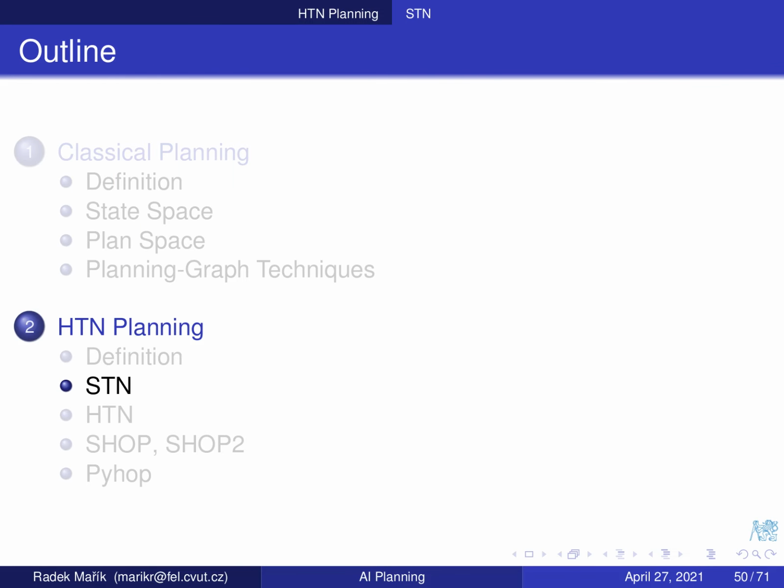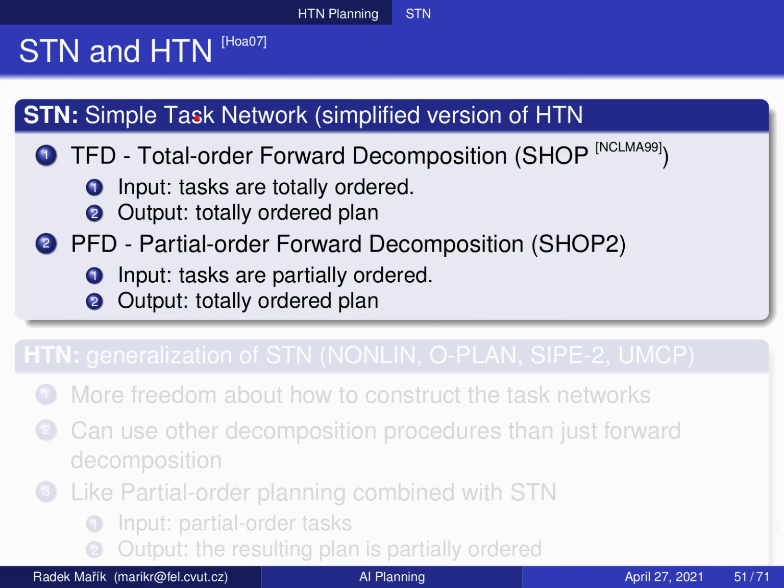Okay, the algorithms. The simple one is STN, simple task network. You have two possibilities. One was implemented in SHOP, the other one, for example, in SHOP2. So-called TFD is total order forward decomposition. It is assumed that tasks are totally ordered, and the output is a totally ordered plan. In PFD, partial order, you basically use the same kind of direction of the decomposition. However, you deal with partially ordered tasks, not with totally ordered ones.